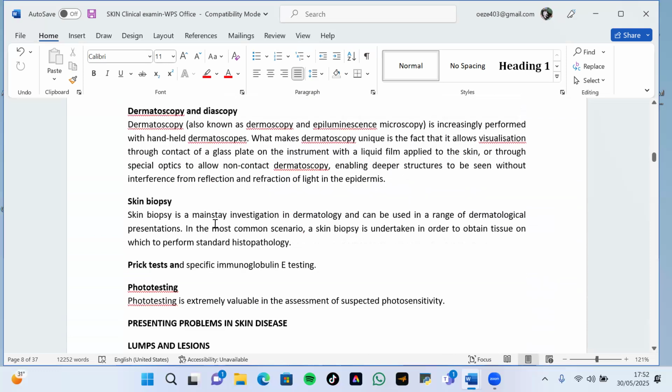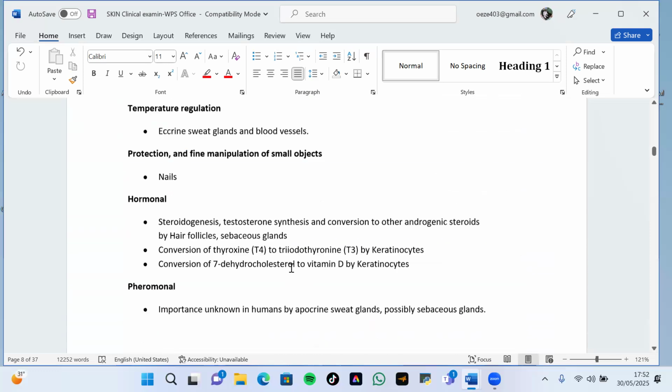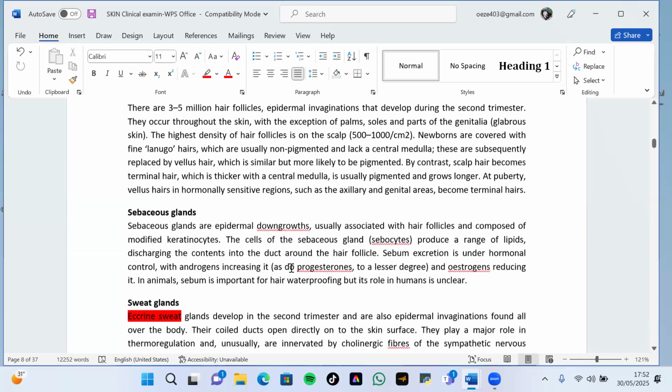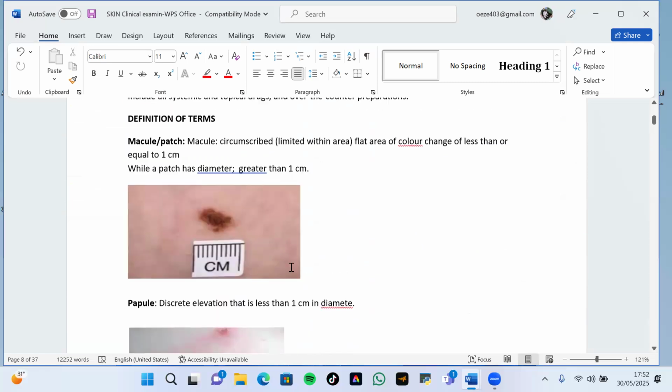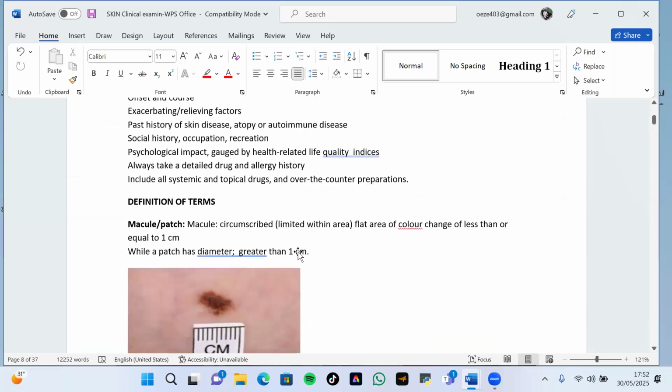So that is where we are going to stop. Now, before we wrap up, let's look at some basic terminologies in the study of the skin, skin pathologies.